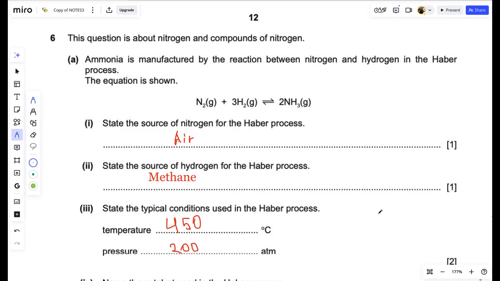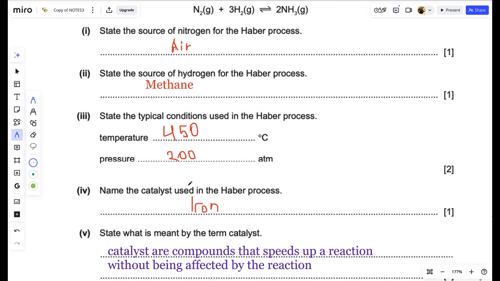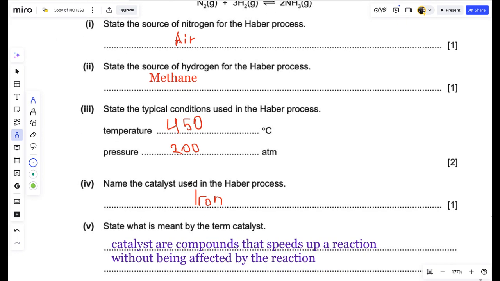Now, state the source of nitrogen for the Haber process. Of course, you get the nitrogen from the air, and you get 1 mark. Now, state the source of hydrogen for the Haber process. Methane. We get the hydrogen from methane, or you can write natural gas, petroleum, whatever. You write that, and I think you get your 1 mark.